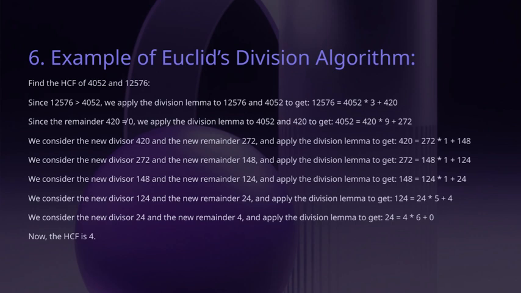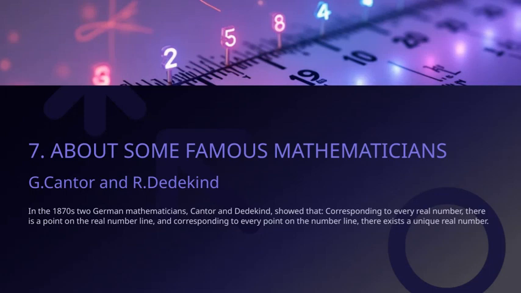In the 1870s, two influential German mathematicians, Georg Cantor and Richard Dedekind, made groundbreaking contributions to our understanding of the real numbers. They demonstrated a fundamental relationship between real numbers and points on the number line. Specifically, they showed that for every real number, there is a corresponding point on the real number line. And conversely, for every point on this line, there exists a unique real number associated with it.